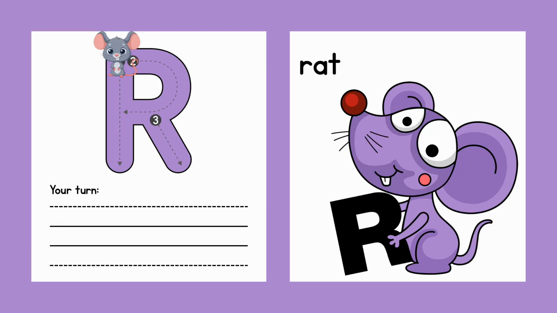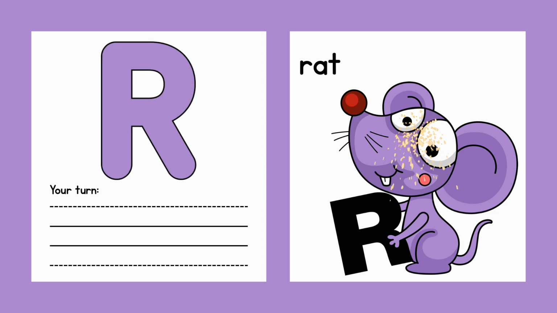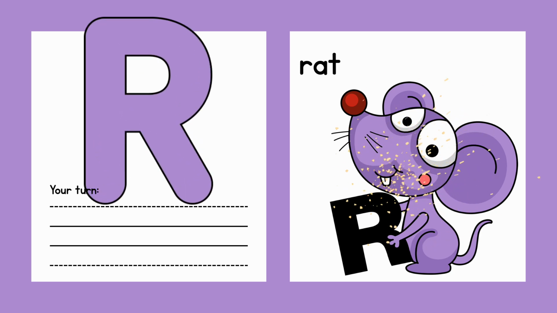Letter R, and the rat is going to help us write the letter R, starting from the top, all the way down, back to the top, around and across. Fantastic. Well done. Great work. Now let's write letter R.